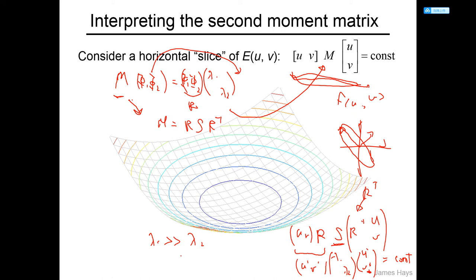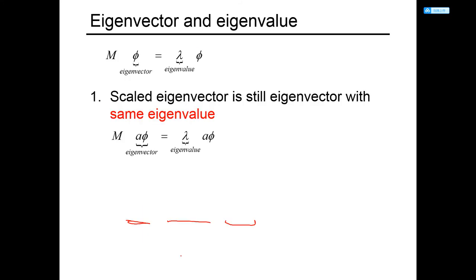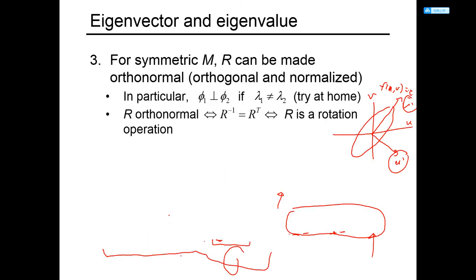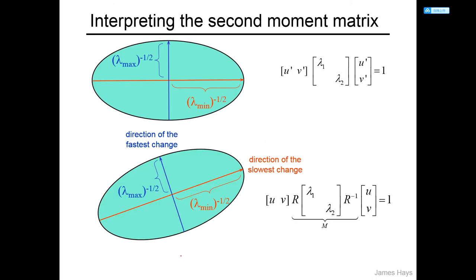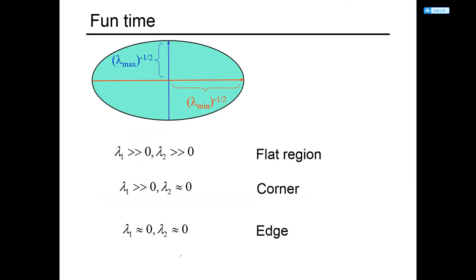Now, how about when lambda 1 and lambda 2 are both small? That means the function doesn't change very quickly, right? Then the function is kind of flat, so it should correspond to the flat surface there. We went through quite a bit of this, but eventually you just need to look into the eigenvalues of that M matrix.